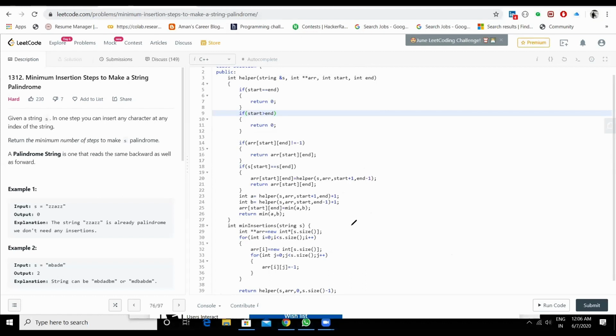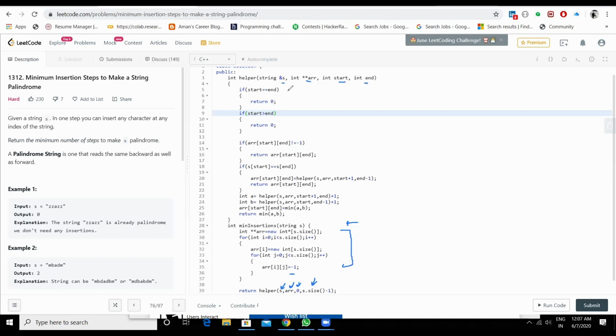So this is the input function which is initially given to us. This is my DP array which I am initializing with -1. Now I'm calling my helper function where I'm passing my string, my DP array, my starting index, and my ending index.